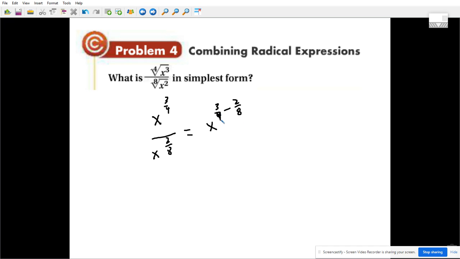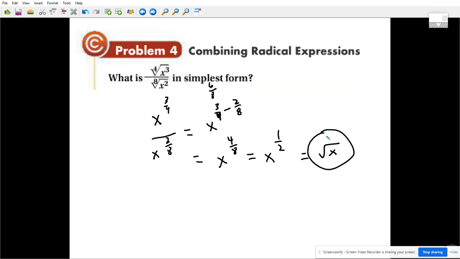And hopefully you're good with fractions, or you have a calculator. 3 over 4 minus 2 over 8 is the same thing as 6 over 8 minus 2 over 8, which is 4 over 8. This would be x to the 1/2, which is the same exact thing as the square root of x.